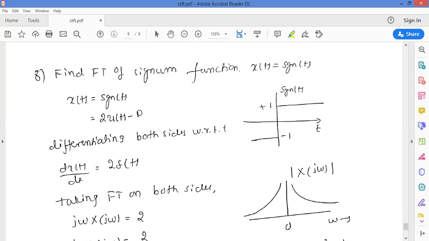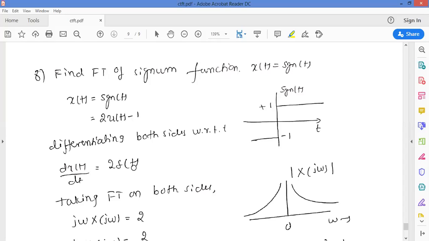No, sir. Okay. Now what we'll do, I'll differentiate both sides with respect to t. Therefore, dx of t by dt is equal to 2 into the derivative of u of t. The derivative of u of t is equal to delta of t, because from 0 to 1 there is an instantaneous change. Since the change is very fast, it becomes delta of t. The derivative of the constant is 0, therefore I have 2 into delta of t.